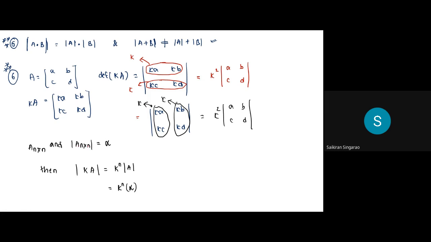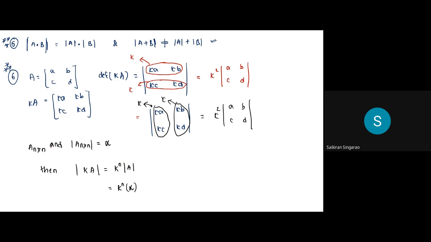N. Or how many columns are there? N. So K will come n times. So K into K into K into K. Here it came 2 times because only 2 cross 2 is the dimension. Here n cross n is the dimension. So K power n is going to come. Did you understand this point?